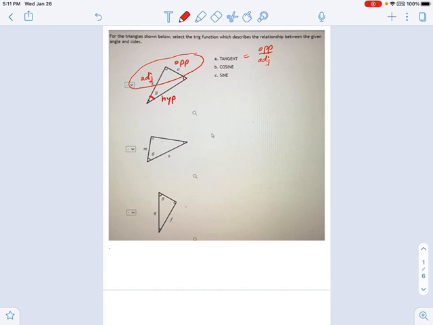Okay. Let's talk about these other ones while I'm at it, though. Cosine is adjacent over hypotenuse, and sine is opposite over hypotenuse. So let's take cosine as our next example. Which one of those triangles, I'm going to do this a little backwards, which triangle talks about adjacent and hypotenuse?